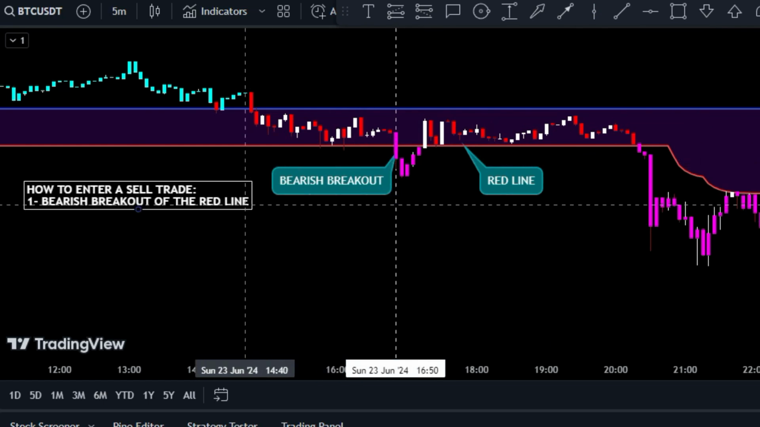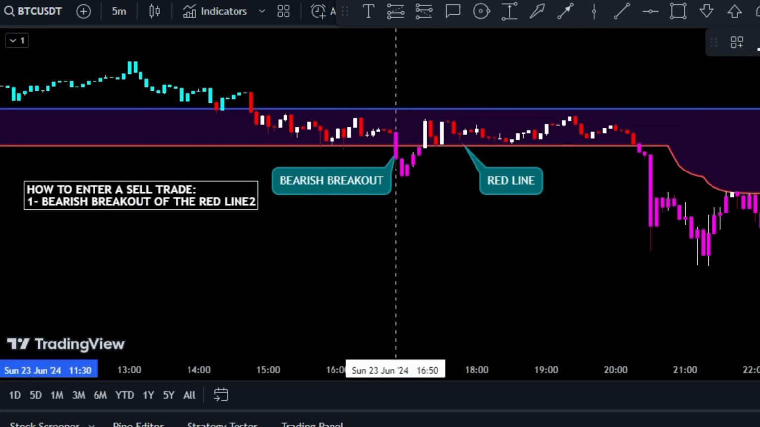Next, you'll want to confirm the bearish breakout with the Impulse MACD. Make sure the MACD histogram is red and sitting below the zero level. That's your signal for bearish momentum.